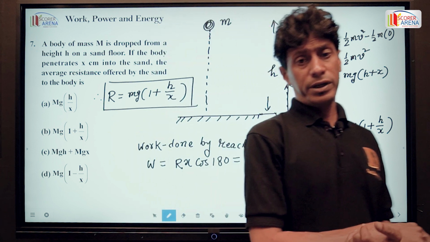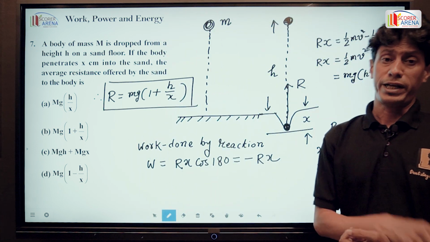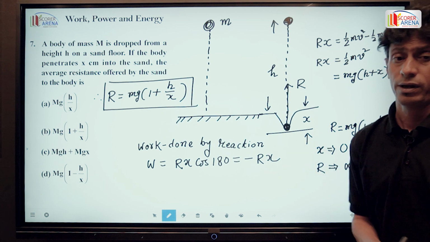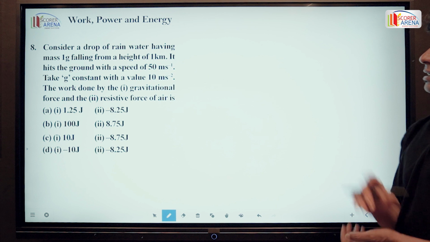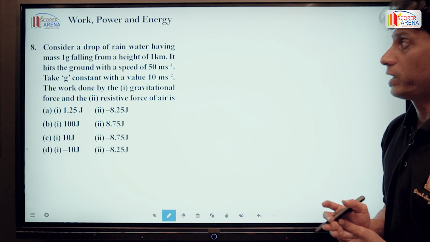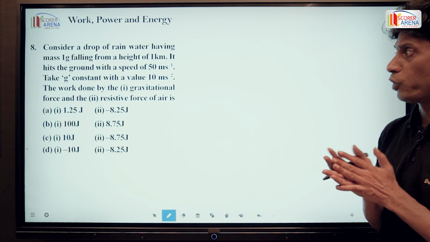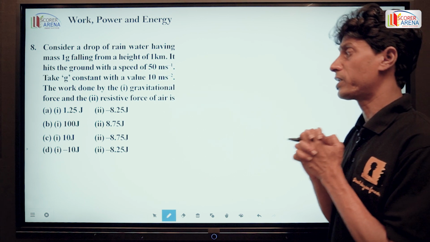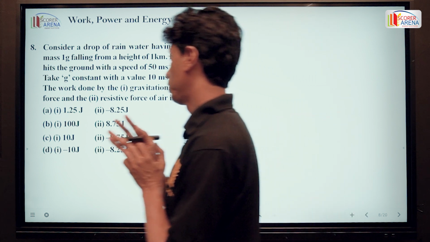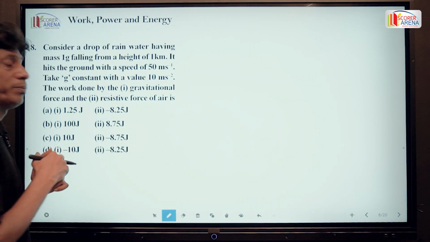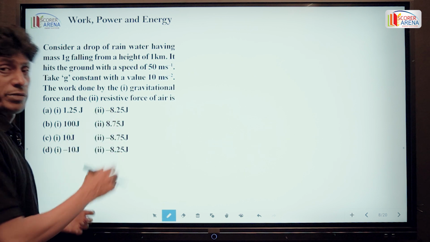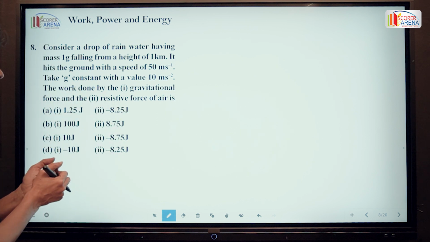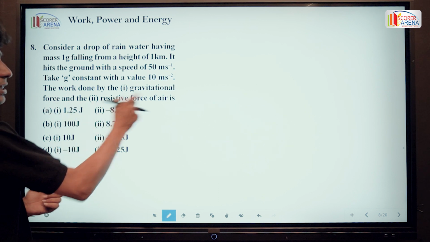So question number 7 is done. Our next stoppage in this journey is question number 8. Consider a drop of rain water having mass 1 gram falling from a height of 1 km. It hits the ground with a speed of 50 meter per second. Take g as a constant with a value of 10 meter second inverse 2. Find the work done by the gravitational force and the resistive force of air.